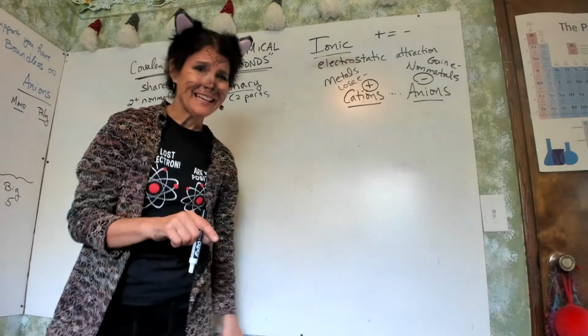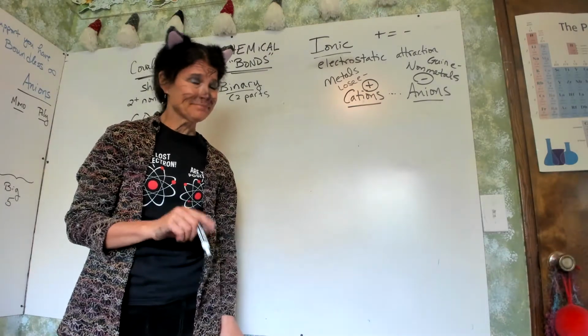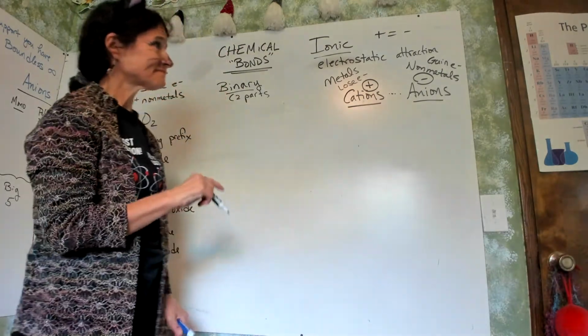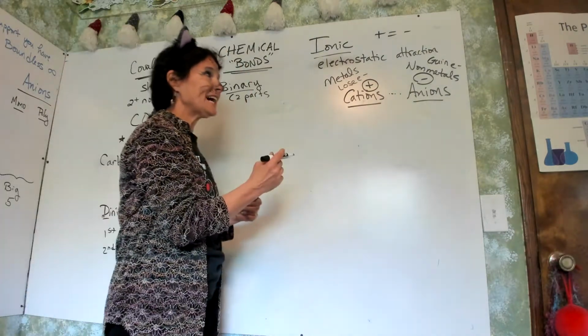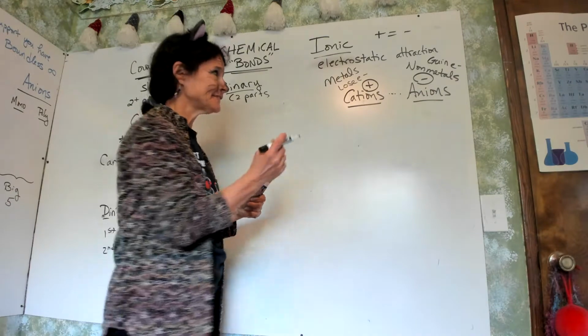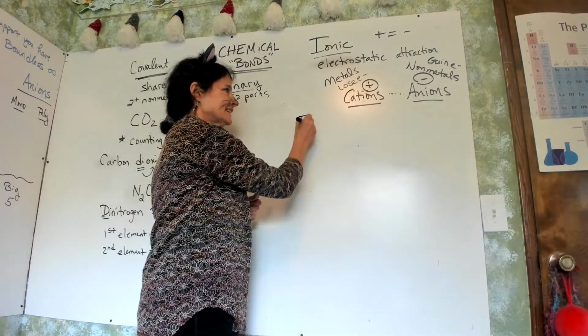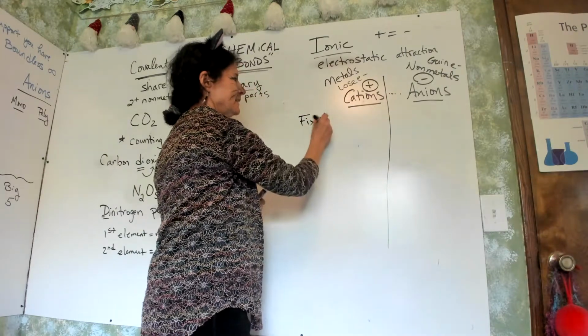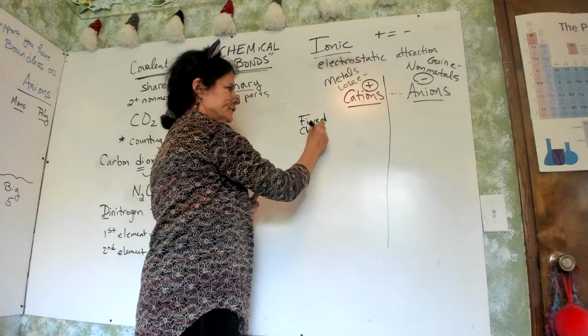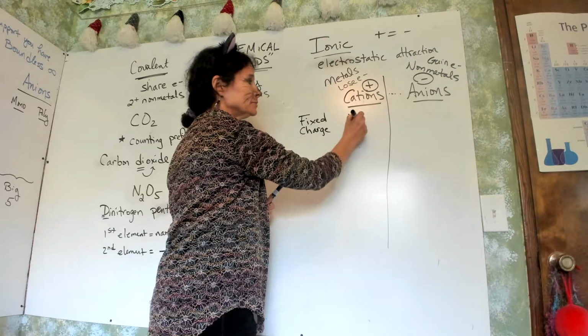And then we have to talk about acids. All right. We already did this, so I'm just going to review. Cations are positive, anions are negative. So we have fixed for the cations, meaning a fixed charge, or they can have a variable charge.